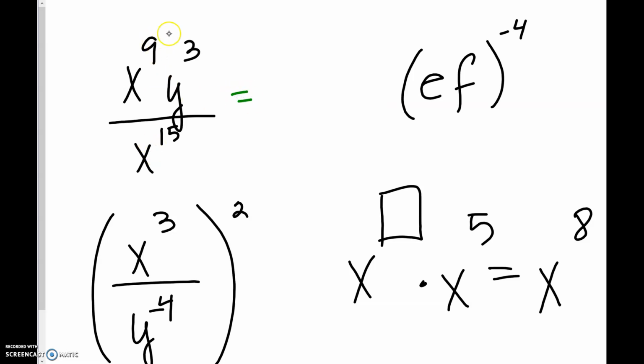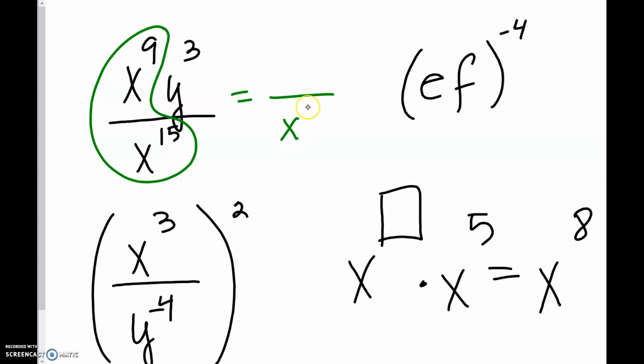All right, x's. When we look at these x's here, we have 9 on top, 15 on the bottom. So when we simplify, 15 minus 9 is 6. And notice I put them on the bottom because that's where we're going to have more. If you did 9 minus 15, we get a negative 6 power, and we can't have a negative 6, so it goes in the bottom. And we are still left with y to the 3rd power.